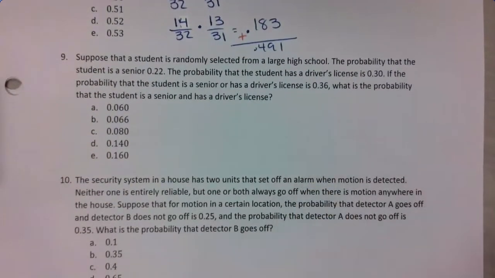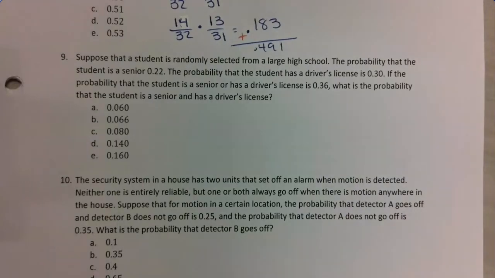Number 9 says, suppose that a student is randomly selected from a large high school. The probability that the student is a senior is 0.22. The probability that the student has a driver's license is 0.3. If the probability that the student is a senior or has a driver's license is 0.36, what is the probability that the student is a senior and has a driver's license?